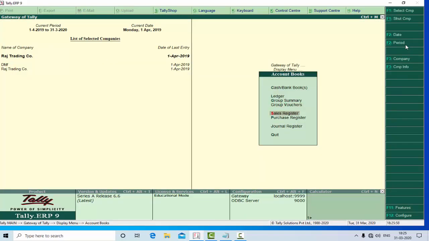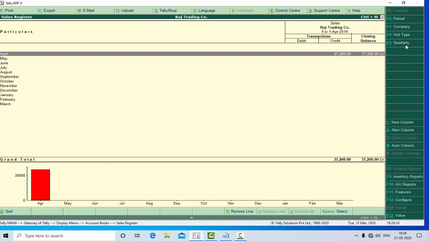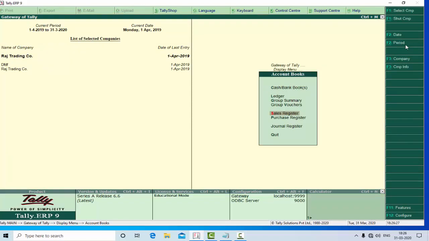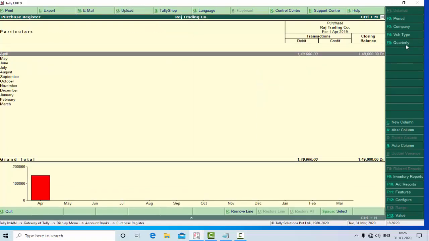And after this is another important, sale register and purchase register. All the entries of the business related to sale will be displayed in this sale register, monthly wise, April, May, June. If you want to see another detail, click here and you will see all the entries related to the sale register. All entries related to the sale will be displayed in this sale register voucher. So I think you understand. Similarly, purchase register, monthly wise, and purchase entries. I think you got my point.